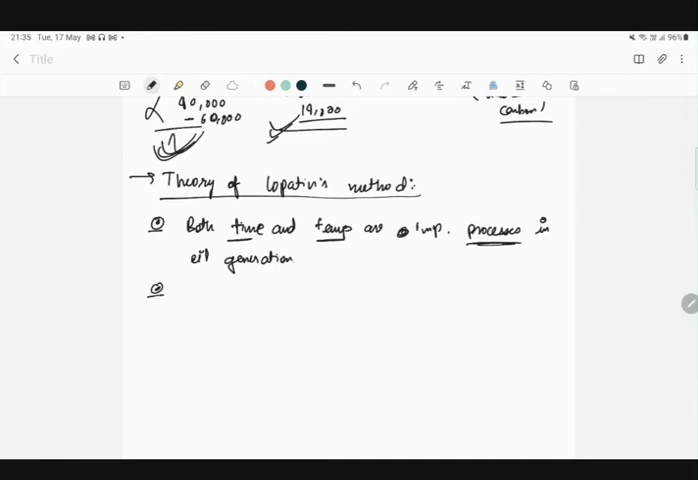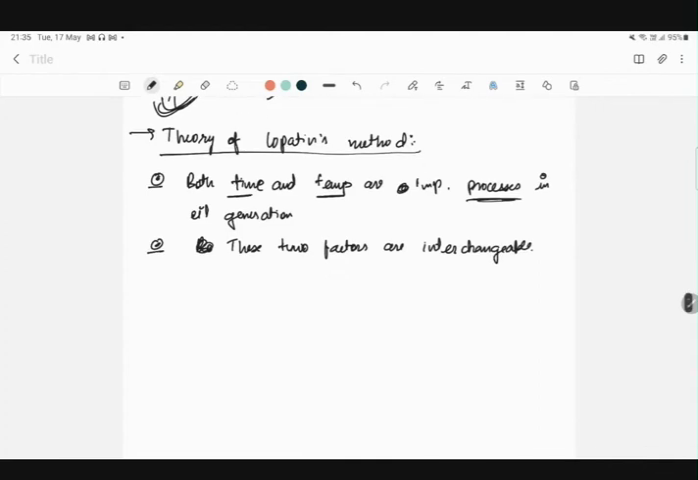And then the next important point is that these two factors are interchangeable. Interchangeable means if you are providing large time, then you will need a lesser temperature, and if you are providing less time, then you will need larger temperature. That's what we discussed now.